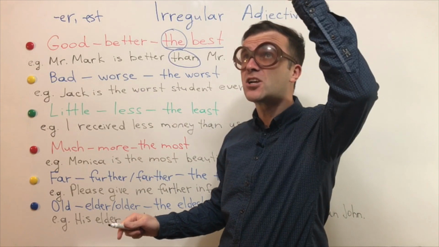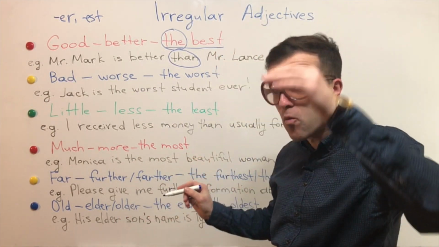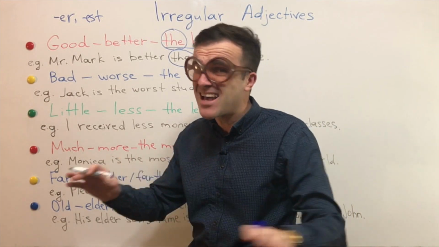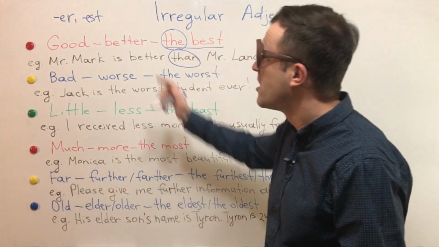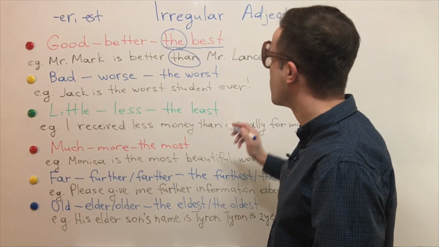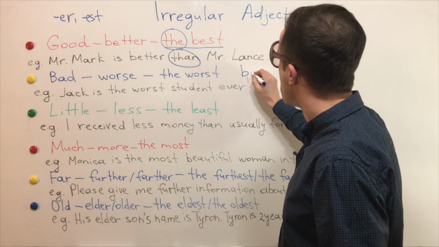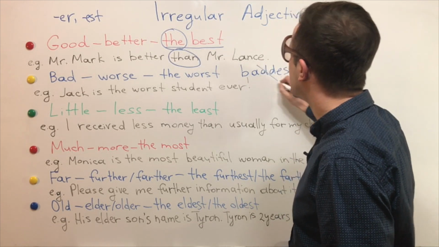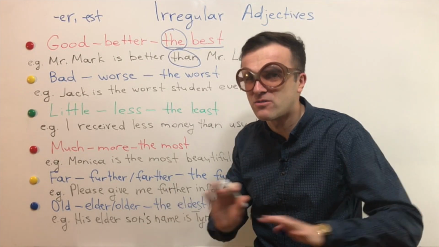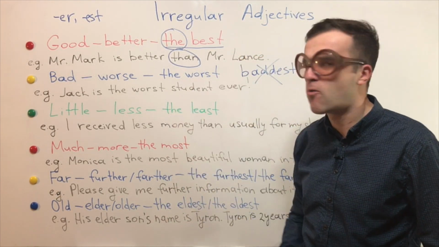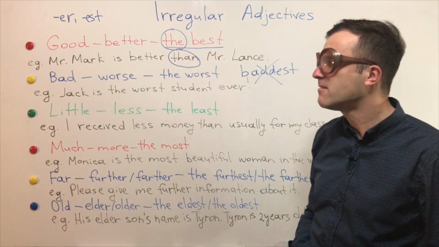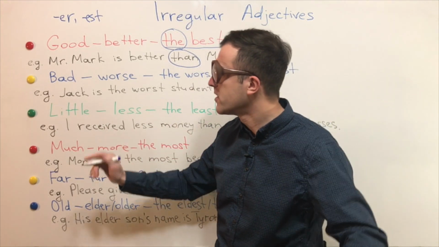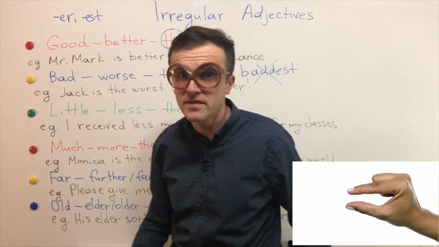So in the highest degree of comparison, the worst student ever. You cannot say baddest, the baddest, no. Because this is an irregular adjective. So we cannot say baddest. It's wrong. Don't say this. Just the worst.